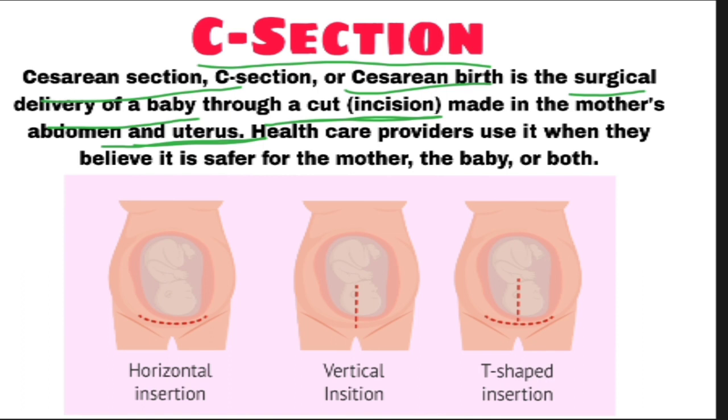And this C-section is performed in various types. These two types are the common ones. One is a horizontal cut and the other is a vertical cut. And this T-shape cut is very rarely performed, but still this is also performed. We will perform C-section only if C-section is the healthiest option for the mother.